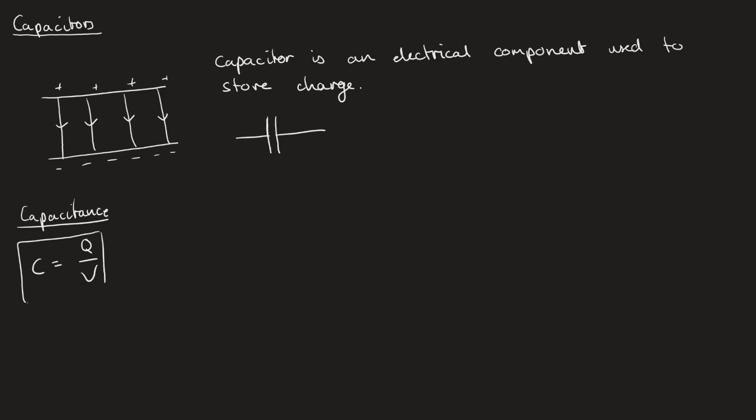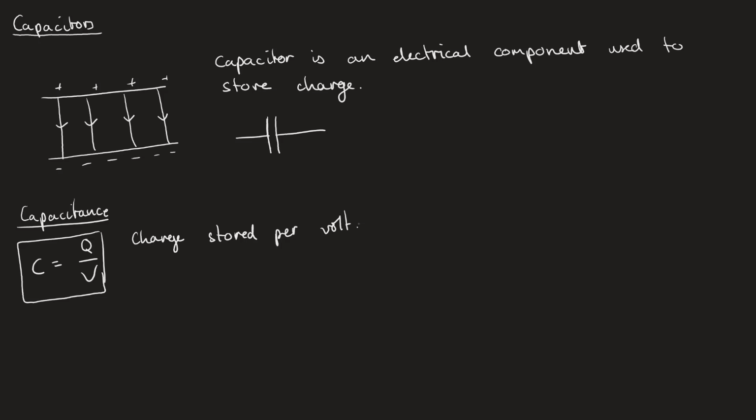Okay, so this is the equation in your formula sheet that defines capacitance. And this means that capacitance is the charge stored per unit voltage. Or you could probably simplify this: instead of per unit voltage, you could say it's the charge stored per volt.